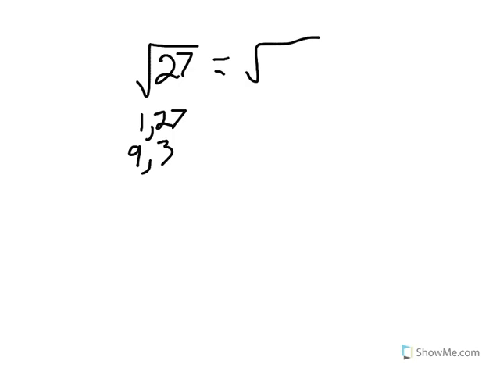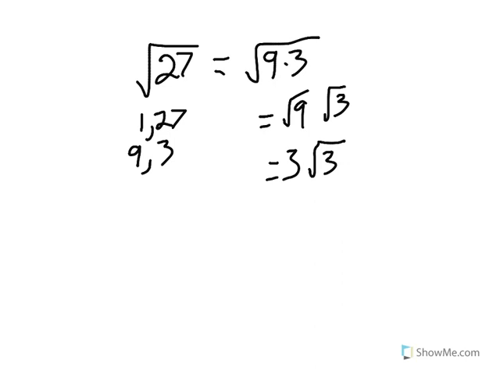so we could rewrite this one as the square root of 9 times 3, which is the same thing as the square root of 9 times the square root of 3, and the square root of 9 is 3, so we end up with 3 times the square root of 3, and that's our final answer. We can't reduce the 3 any further because it's a prime number, so it stays as is.